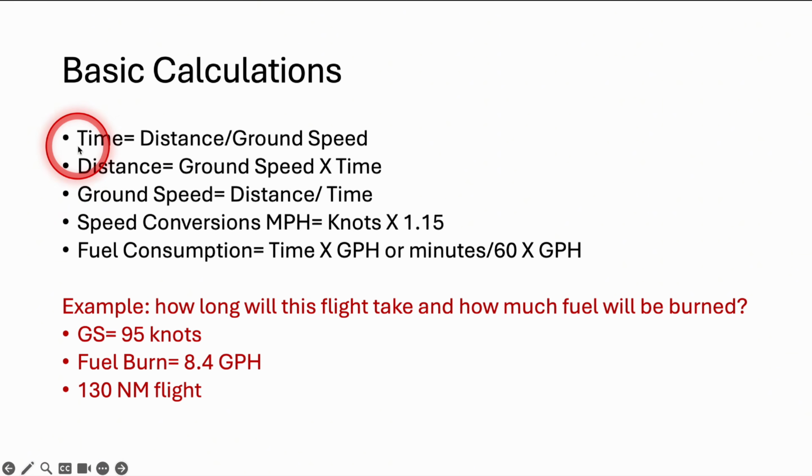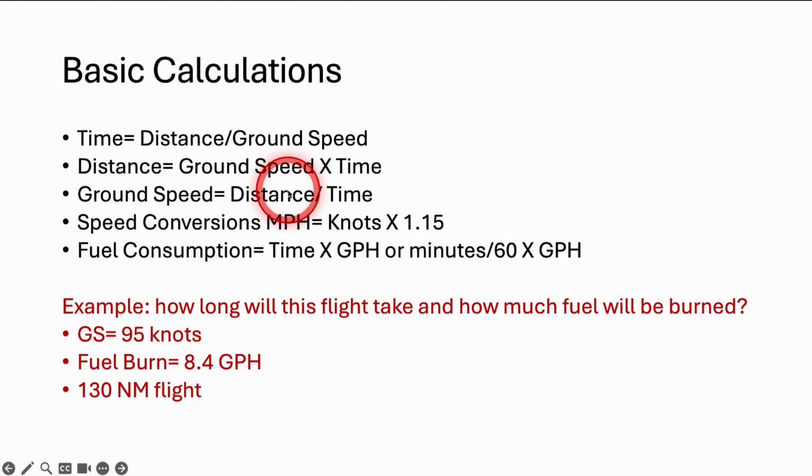Some basic calculations that you want to be able to do. We're going to talk about flight computers in a little bit, but just using a basic calculator, some simple math, you want to be able to do these things kind of freehand as well. If you're trying to calculate time, you take your distance being flown, divide that by your ground speed. If you want to calculate the distance you've traveled, take your ground speed, multiply it by time.